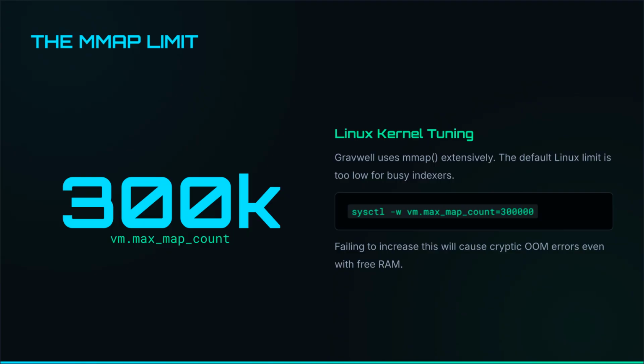Tune the Linux kernel's vm.max_map_count to 300,000 or higher. Gravwell extensively uses mmap, and the default limit is too low for busy indexers. Failing to increase this causes cryptic OOM errors.